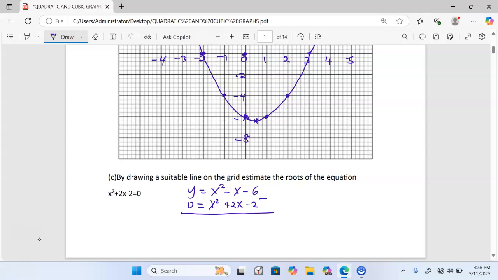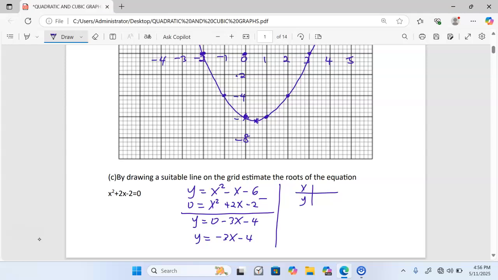When you subtract the two equations, y minus 0 will give us y being equal to x² minus x² is 0, minus x minus +2x will give us -3x. Then -6 minus -2 will give us -4. That means y is going to be equal to -3x minus 4. With that, now we make a table having the values of x and y for us to be able to draw this given line here.